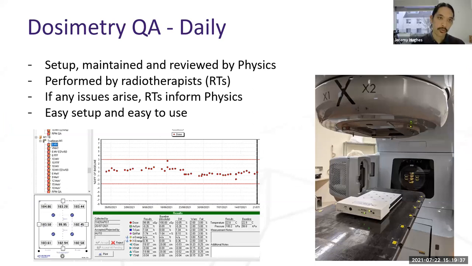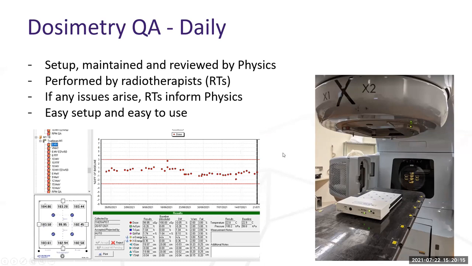So we also perform dosimetry on a daily basis. This is set up, maintained, and reviewed by physics, but it's performed daily by the therapists on treatment. So using the machines and warming up the machines every day. But if any issues arise, if it falls out of tolerance or warning, the RTs then inform us and we investigate. And it's very simple. You place it on the couch at a known distance and you deliver the same beams to it every day. And it outputs a nice constancy check.